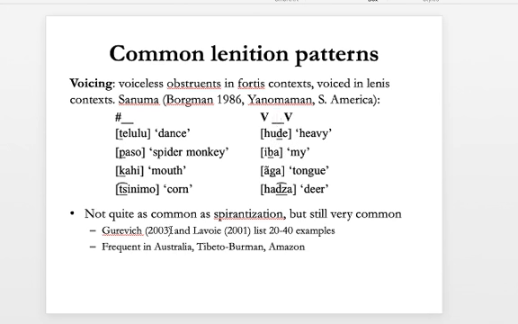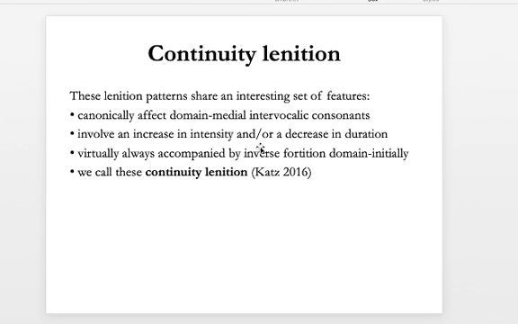This process or this pattern is not quite as common as the spirantization one that I just showed you, but it's still pretty common. So in these same kinds of typological surveys, you can still find anywhere from 20 to 40 examples of this, depending on what exactly you consider to be a voicing lenition pattern. And this is quite frequent in Australian languages, as well as in the Tibeto-Burman languages, and in the Amazon and parts of Mesoamerica as well. You find this voicing lenition pretty widely cross-linguistically. So these are very common patterns.